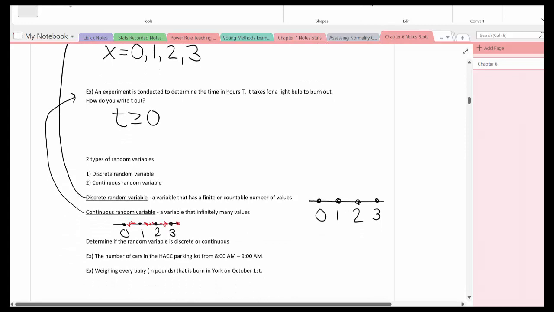Okay, let's take a look at these 2 examples to determine if the random variable is discrete or continuous. The number of cars in the parking lot from 8 a.m. to 9 a.m. Well, you can literally count them, such as 4 or 5. You're not going to have half a car or a third of a car. So this is an example of being discrete. Weighing every baby in pounds that is born in York on October 1st. Sure, you can have half a pound, a third of a pound, and so on. So this would be an example of being continuous. Again, we will focus on discrete random variables in this section.